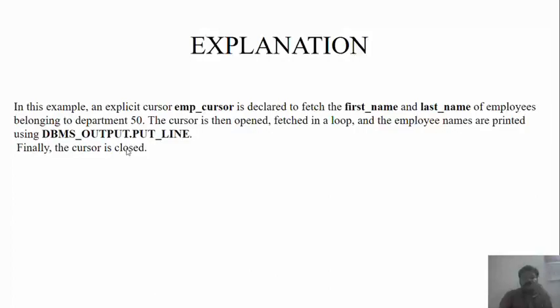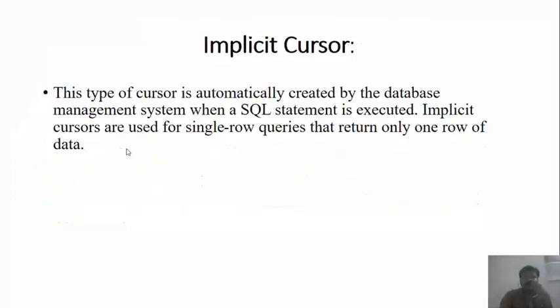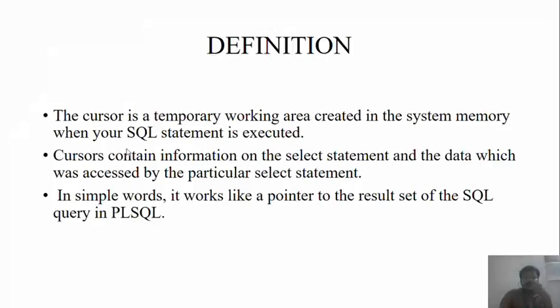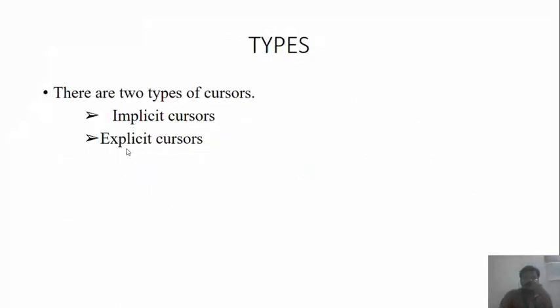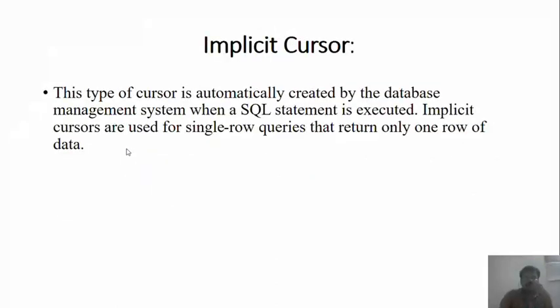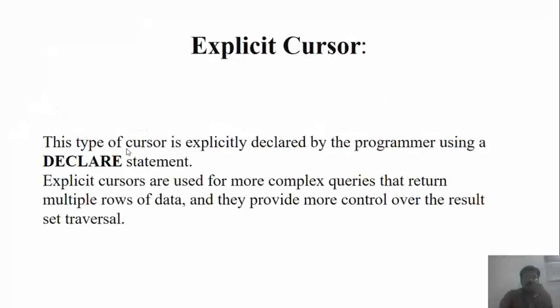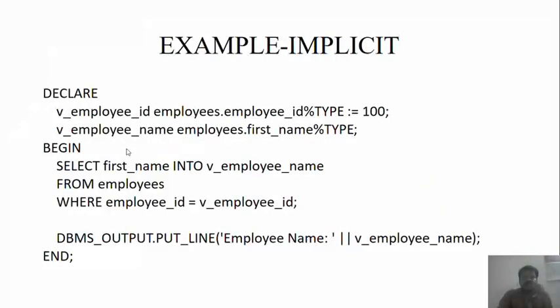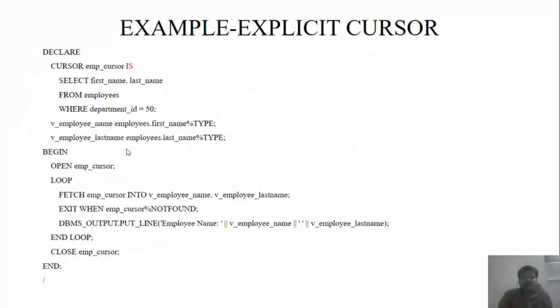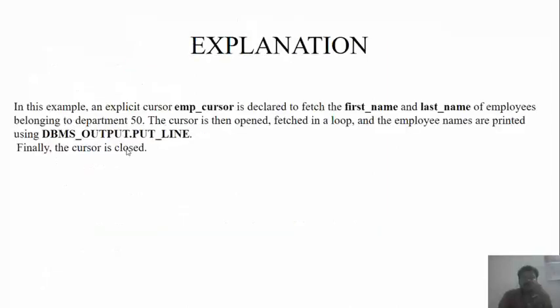So this is a complete definition for cursor, and there are two types of cursor, implicit and explicit. Implicit is automatically created and returns only a single row of data, whereas explicit can be declared by a declare statement and can give multiple rows of data. You can see in the first example, the employee ID matching returns the first name. In the second example, matching with the department ID returns the first name and last name, that is multiple rows of data. This is an explanation for the explicit cursor.